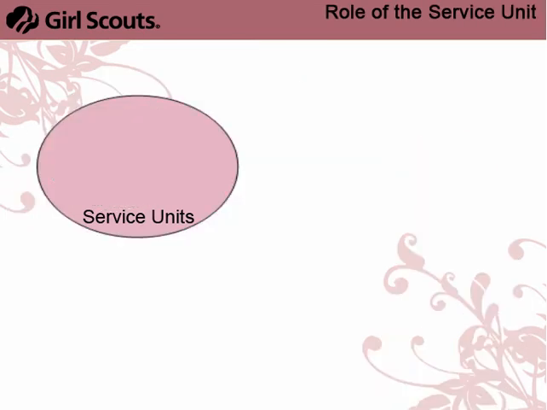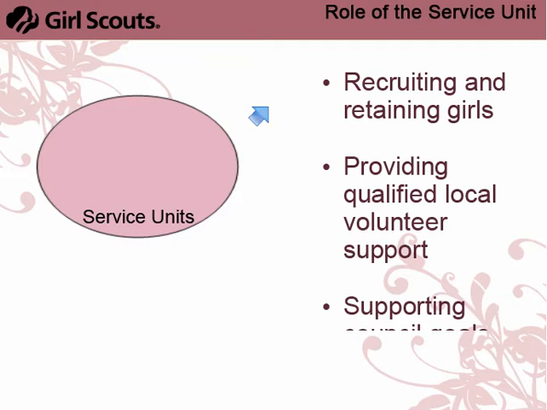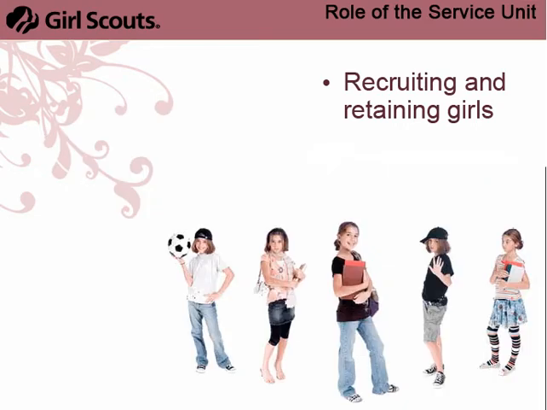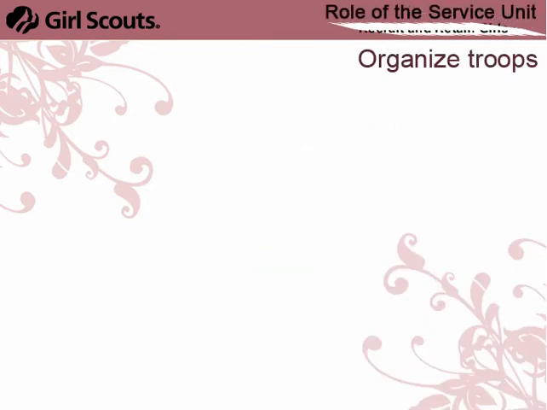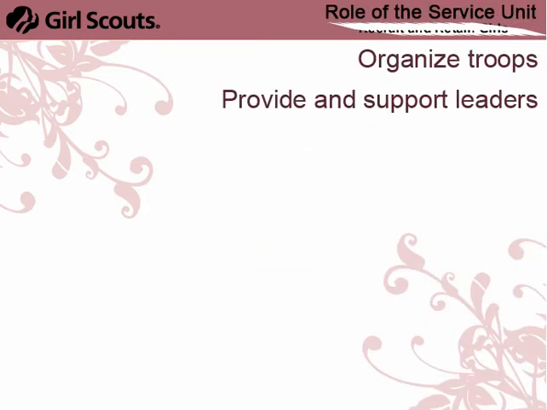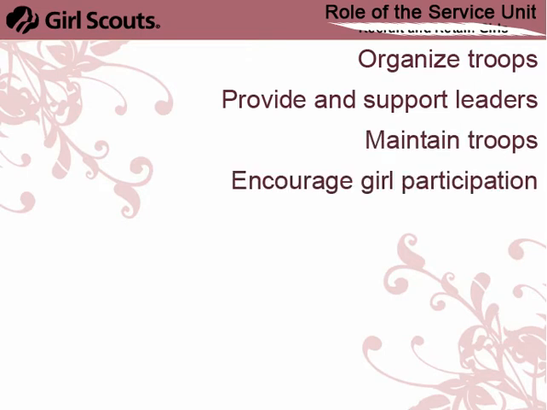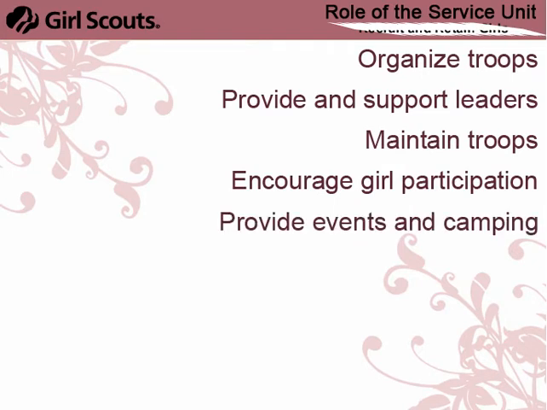The service unit has three main goals: recruiting and retaining girls, providing qualified local volunteer support, and supporting council goals. The first of these, recruitment and retention of girls, can be accomplished in a multitude of ways. This includes some of the most important and fundamental service unit functions, such as organizing troops and providing them with meeting places, providing and supporting troop leaders, maintaining sufficient troops of all age levels, and encouraging girl participation in council, national, and international events. Service units should also provide inter-troop events and promote camping.